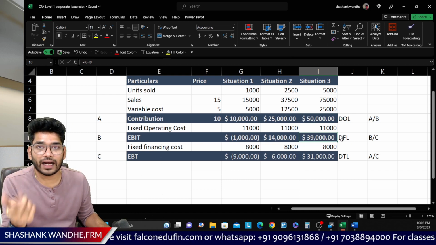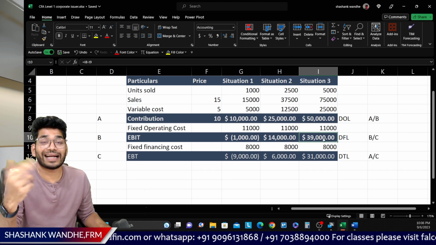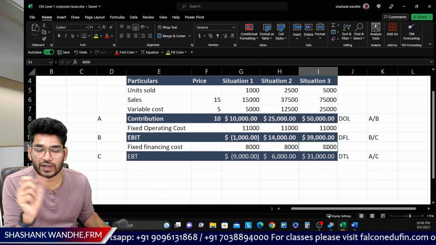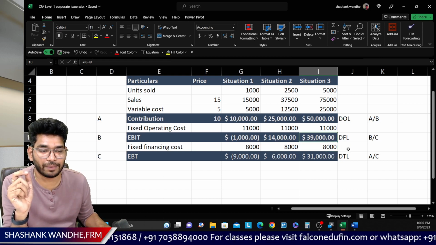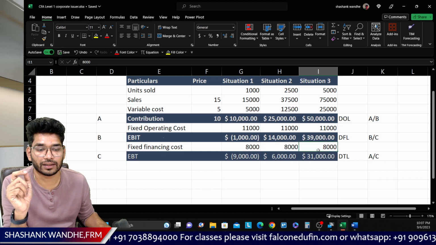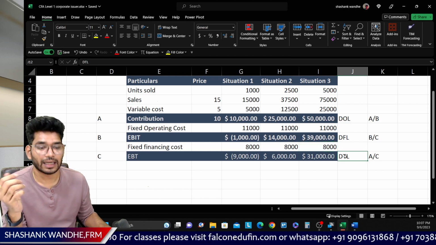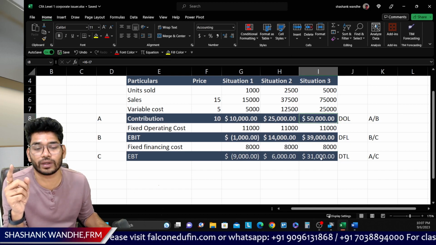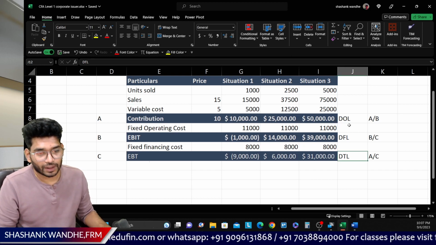When we discuss the degree of financial leverage, we connect the point of EBIT and EBT. So now the impacting factor is your interest. So this point B and point C. So EBIT and EBT, mainly the impact will come from this particular part, that is a fixed financing cost. And degree of total leverage connects the point of contribution to EBT. Contribution to EBT.